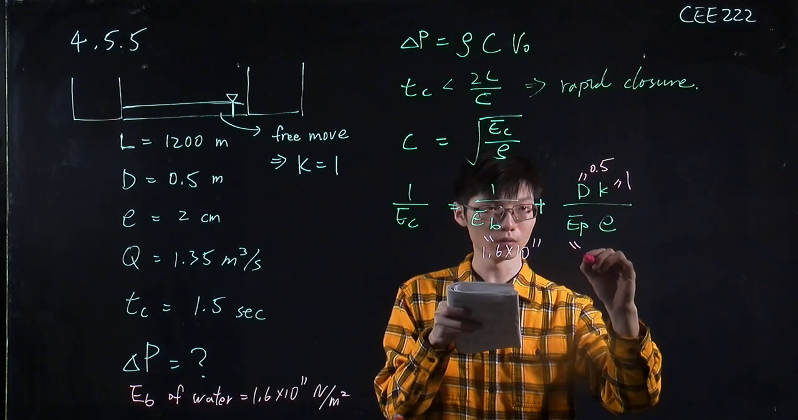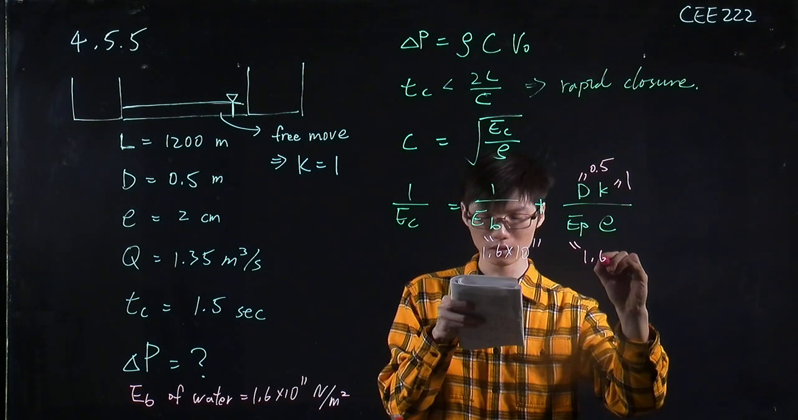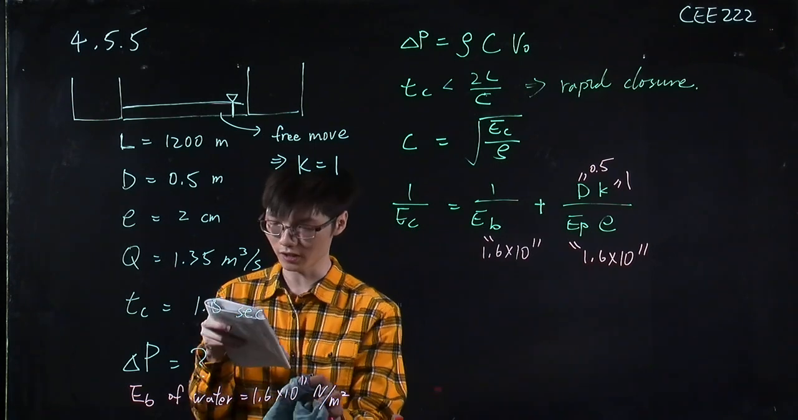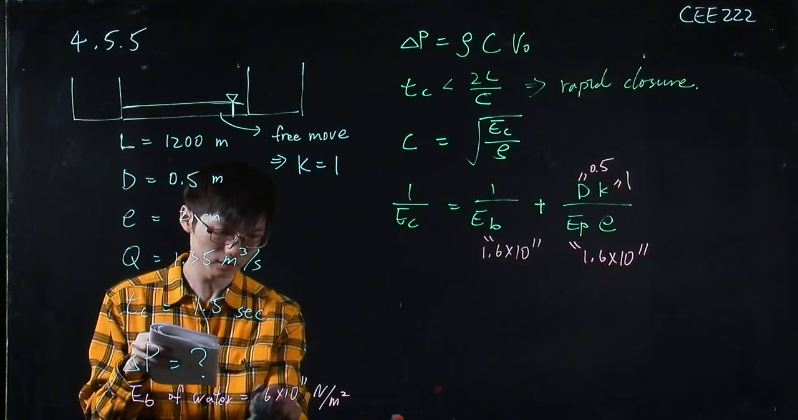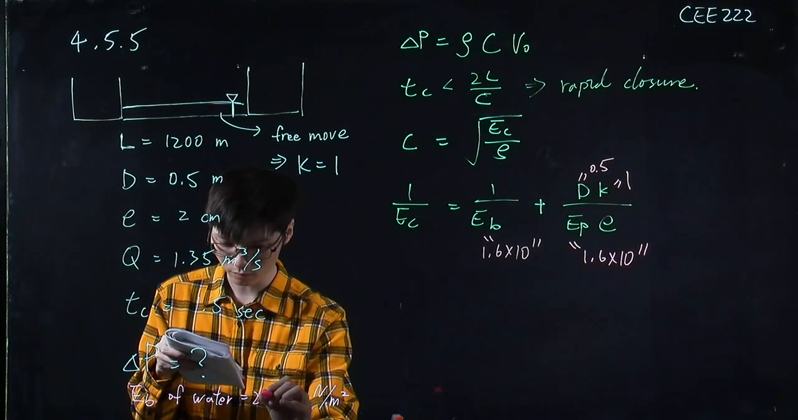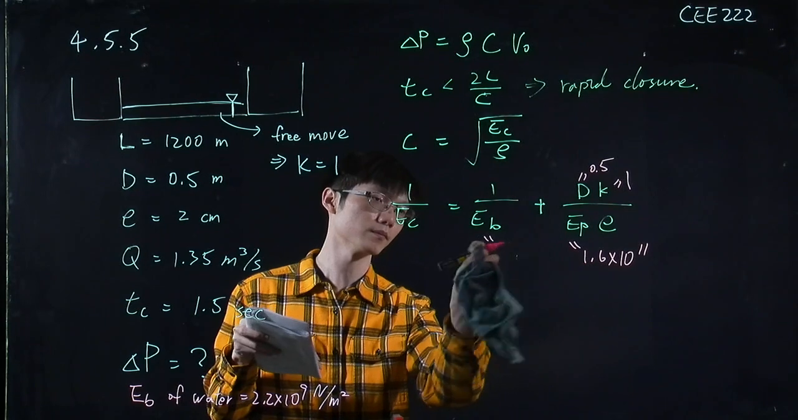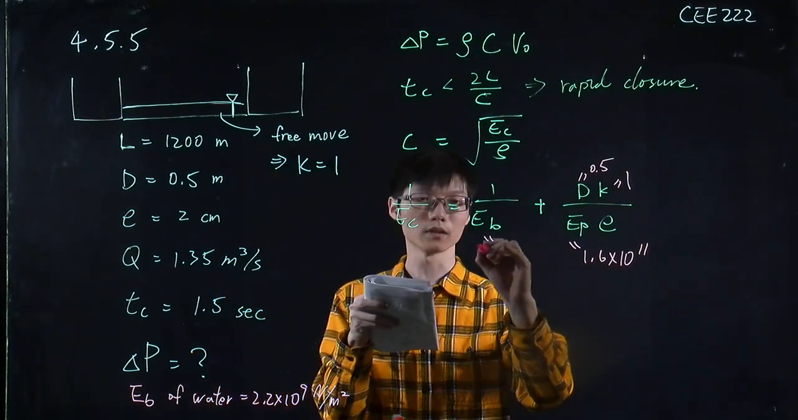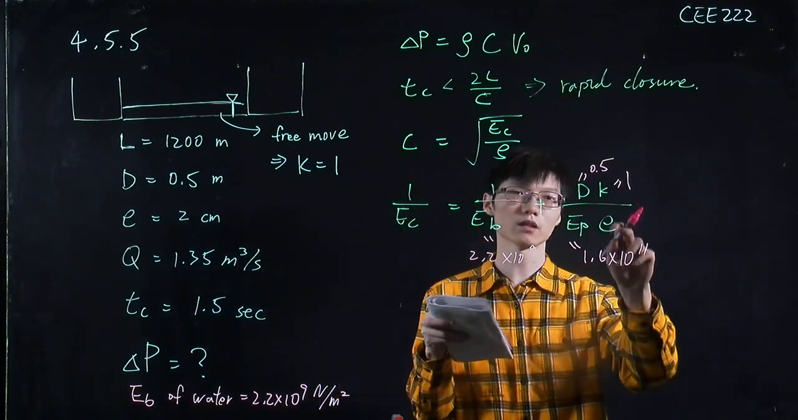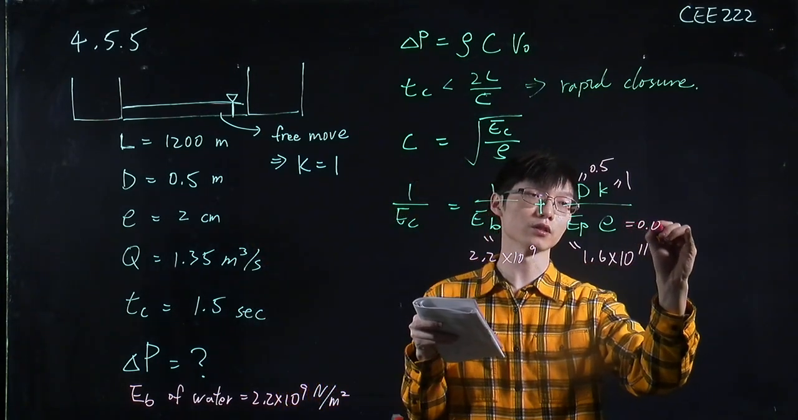is equal to 1.6 times 10 to the power 11. Okay, sorry, I wrote the number wrong here. The EB of the water is equal to 2.2 times 10 to the power 9. So I correct this number. This is 2.2 times 10 to the power 9. Okay, what else? E, the thickness of the pipe, is equal to 2 centimeter. 2 centimeter is equal to 0.02 meter.